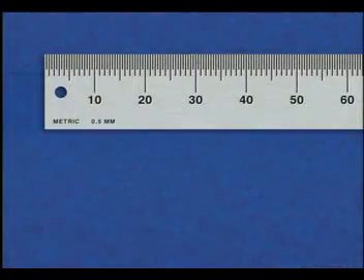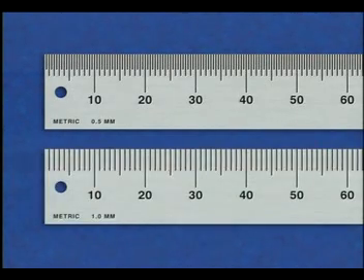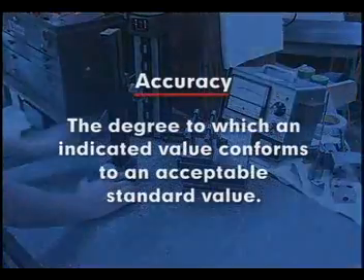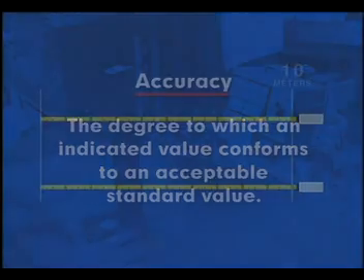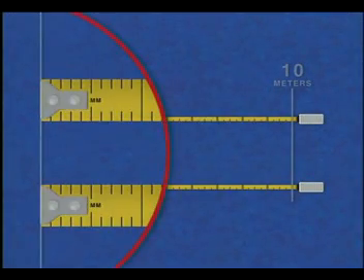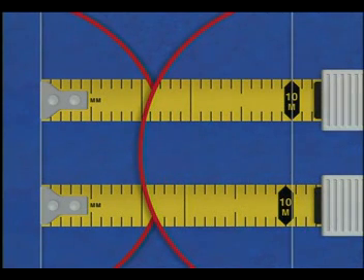For example, a rule marked in 1/2 millimeters has a higher resolution and thus can be more precise than a rule marked in millimeters. Accuracy is defined as the degree to which an indicated value conforms to an acceptable standard value. For example, two tape measures may both have the same resolution or graduation, in this case millimeters. However, if these tape measures are not equally accurate, their differences become more noticeable at greater lengths.